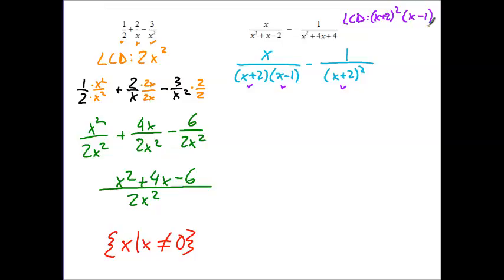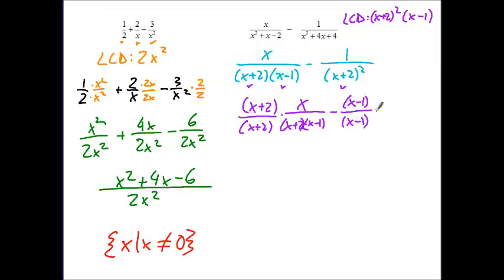So let's write our two fractions that need the missing pieces. We need an x plus 2 for our first fraction, and we need an x minus 1 for our second fraction. Now we're going to multiply our fractions, and I'm going to distribute the numerators right away.